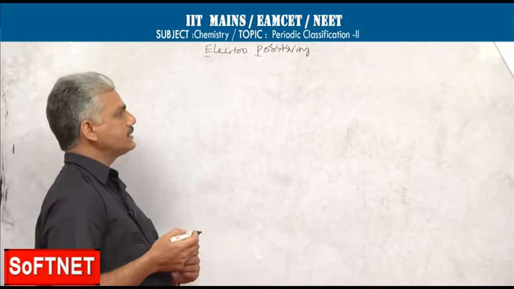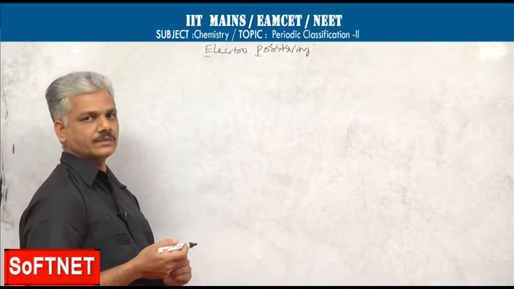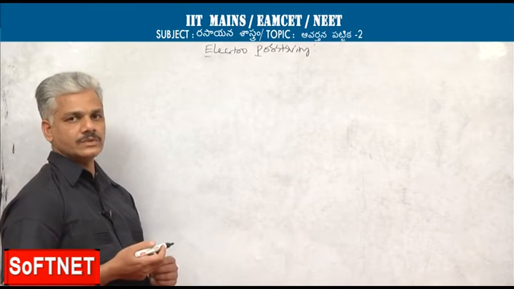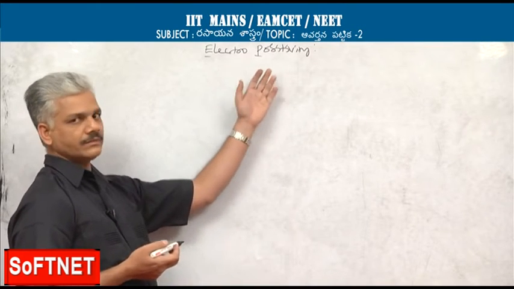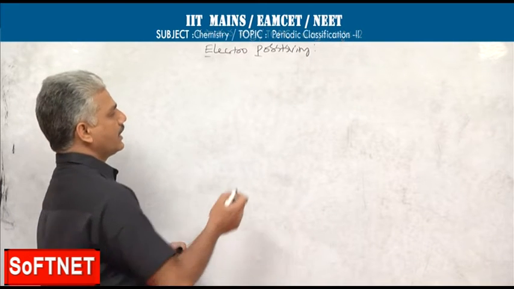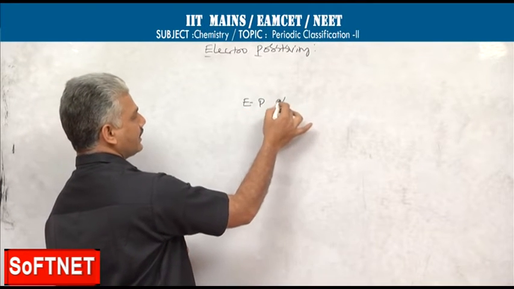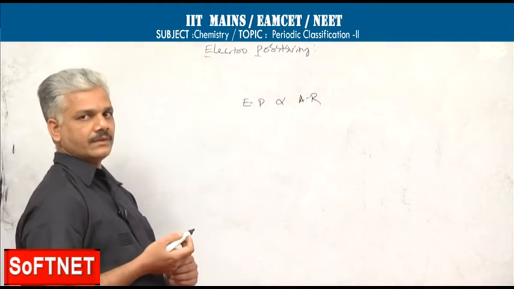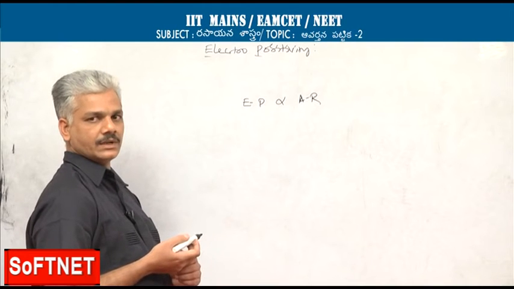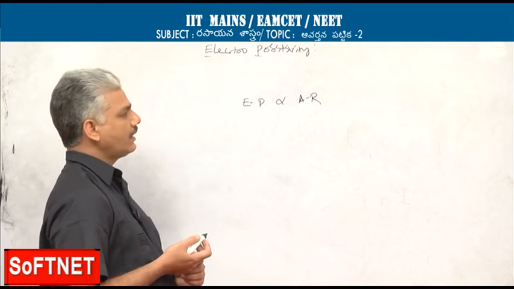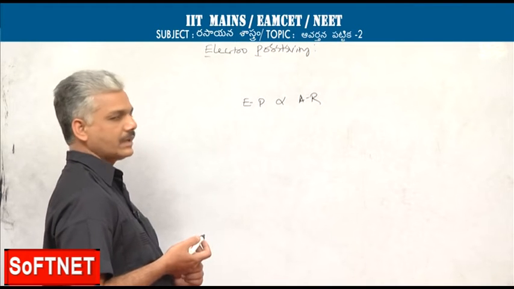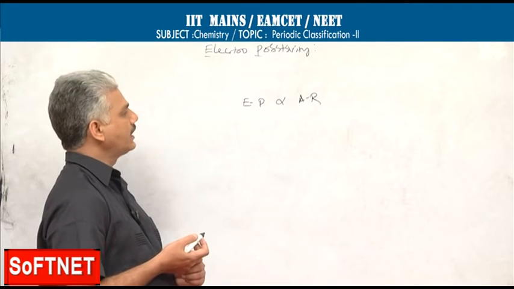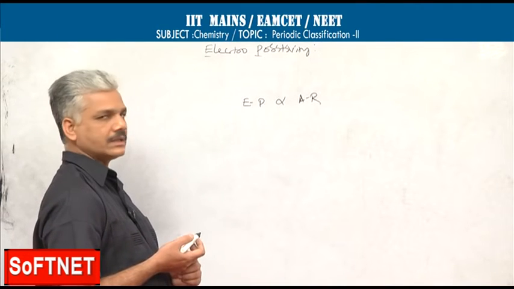Electropositivity. It is quite opposite property to electronegativity. The ability of an atom to lose electrons is expressed in terms of electropositivity. Electropositivity is dependent on atomic radius in this manner. Electropositivity value is directly proportional to atomic radius. Hence, along a period, electropositivity value decreases, and as we move down the group, electropositivity value increases.